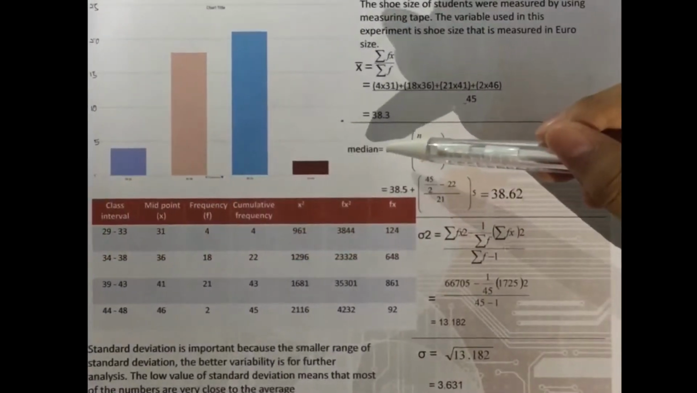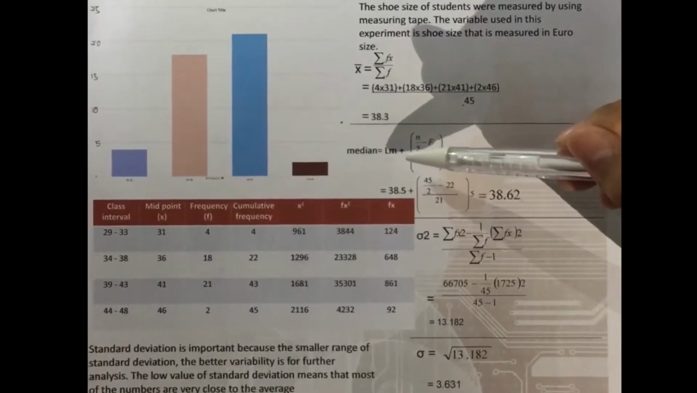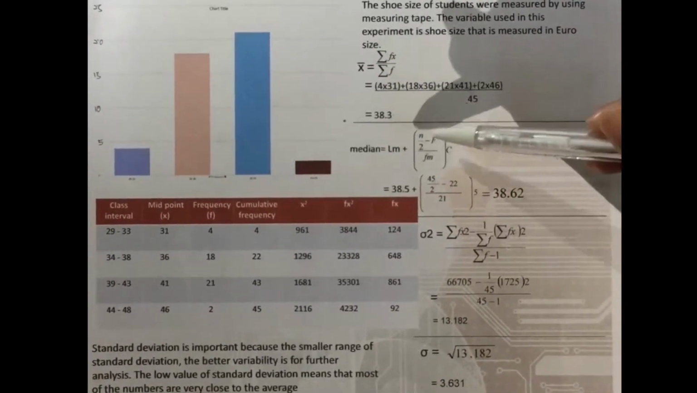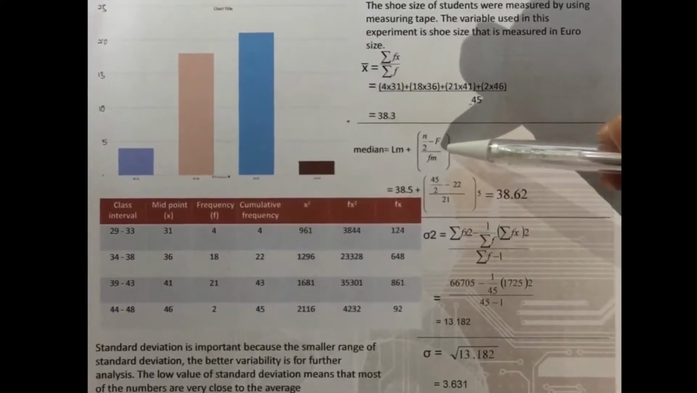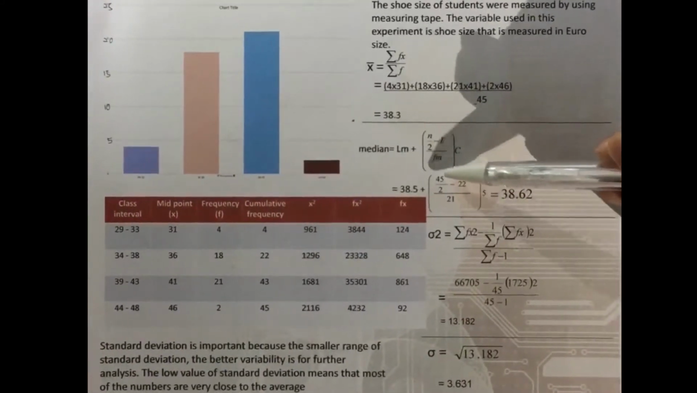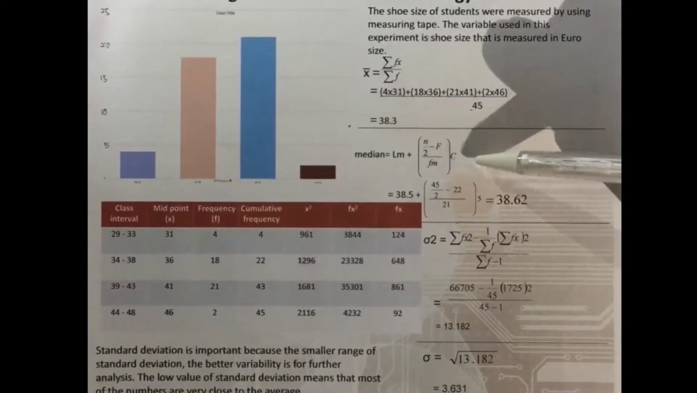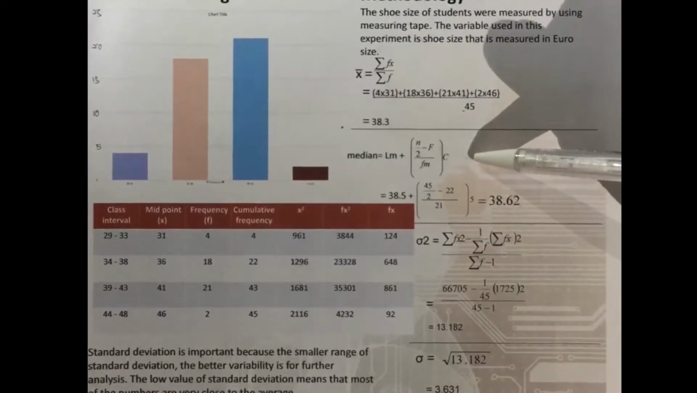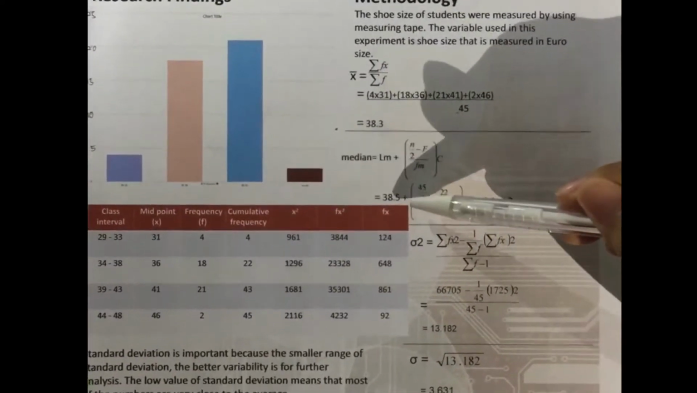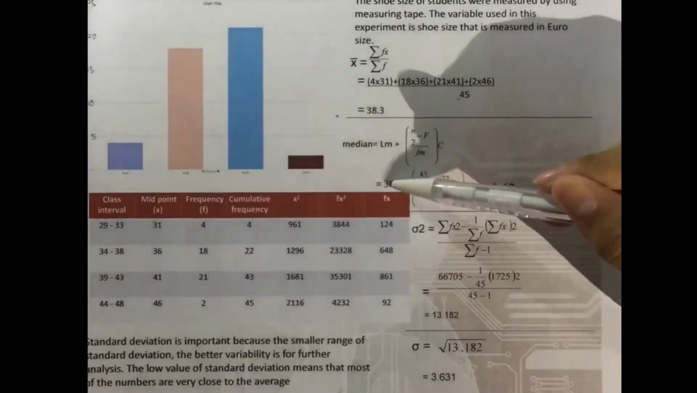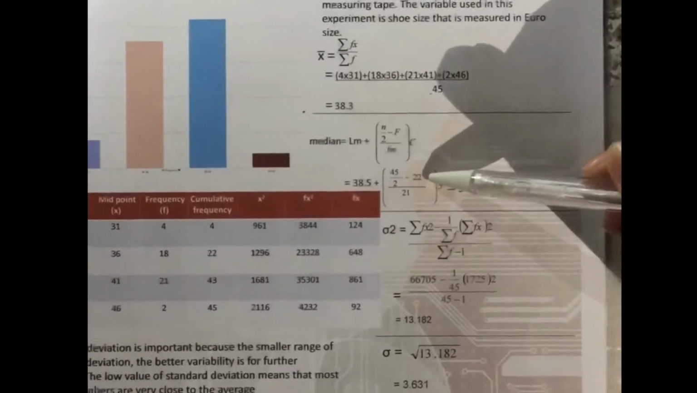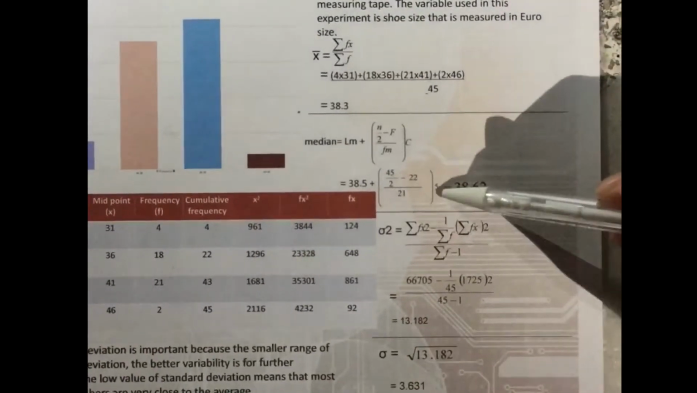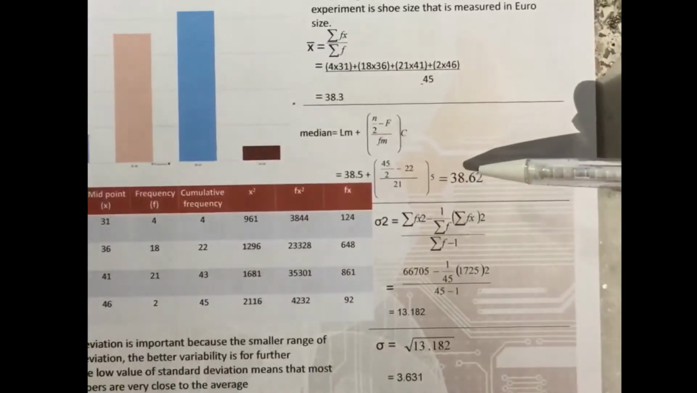So next for the median, which is the lower class boundary of the median class plus the number of students over 2 minus the cumulative frequency over the frequency of the median class times the class size, and then we substitute the values, which is 38.5 plus 45 over 2 minus 22 over 21 times 5, and you will get the answer 38.6.